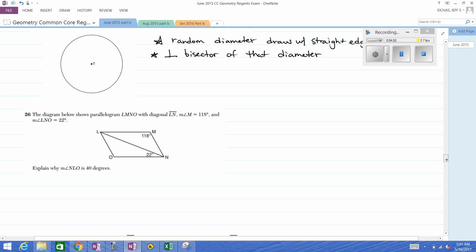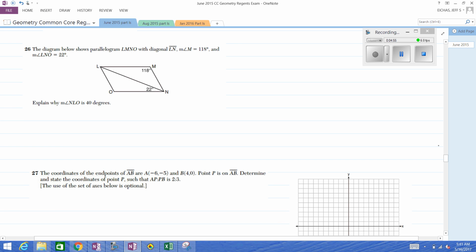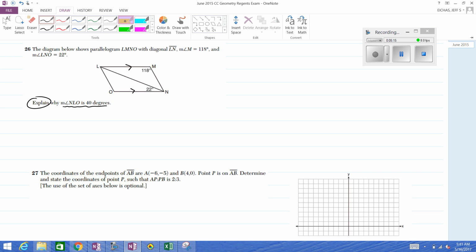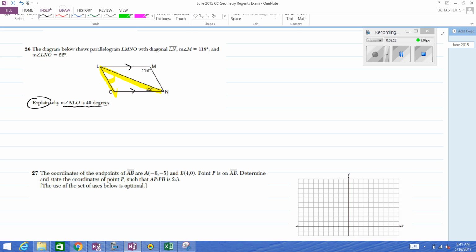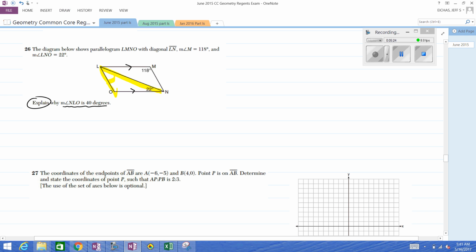Number 26. Let's see, parallelogram. So those two sides of the parallel, yeah, that's what we want to use. We want to prove angle NLO, or explain why. NLO, that would be this angle right here. Okay, so this angle that's right in there is what we're looking at. All right, why is that 40 degrees?